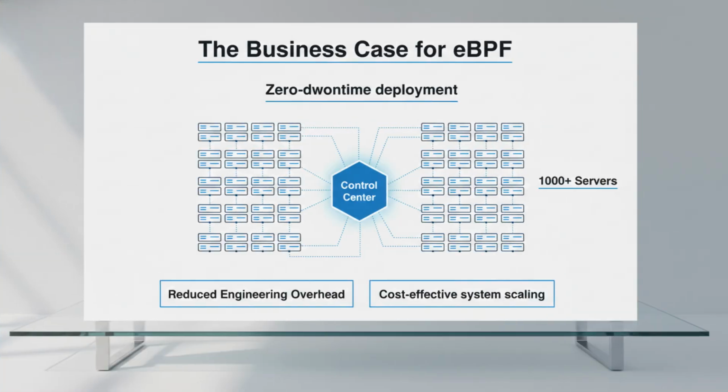Why should a business leader care about kernel internals? It comes down to cost and agility. Instrumentation, adding logs and metrics to code, is expensive and error-prone. With eBPF, you gain observability without instrumentation. You can deploy a monitoring solution across 1,000 servers instantly without restarting your apps. This reduces your time to resolution for outages and allows your engineering team to focus on building features rather than debugging infrastructure. It is the ultimate strategy for ultra-scalable system design, where overhead is the enemy of profit.